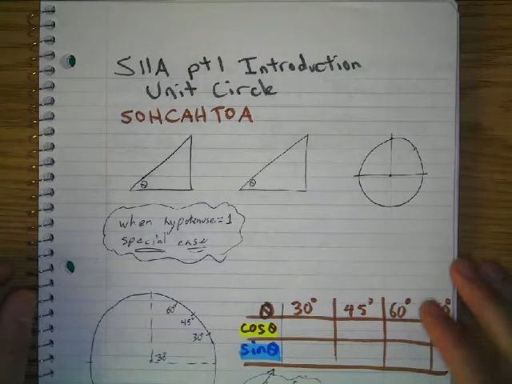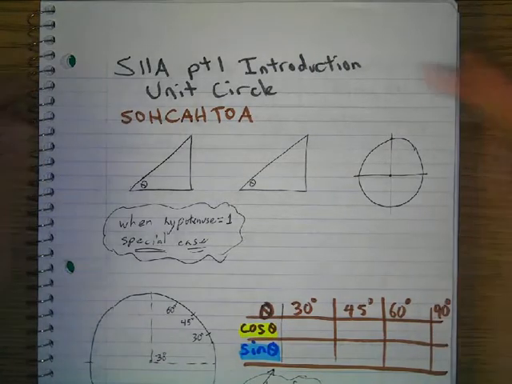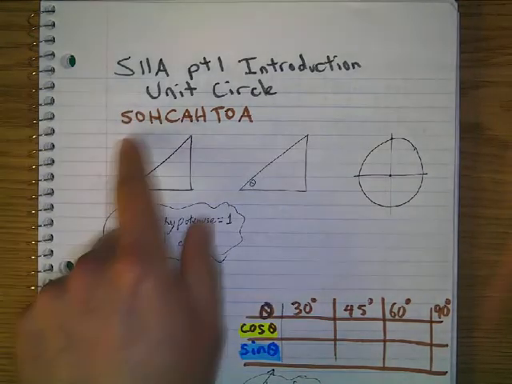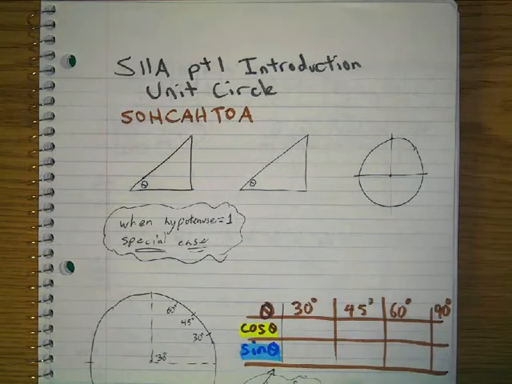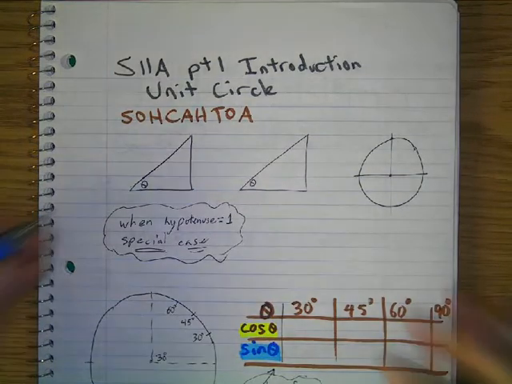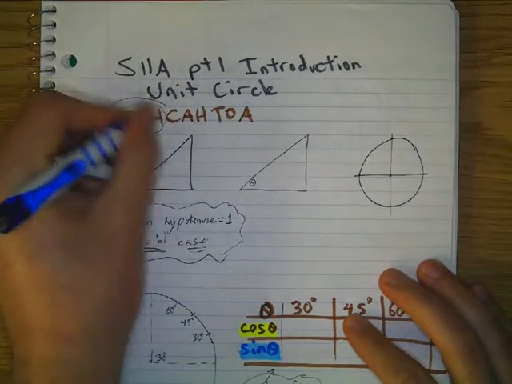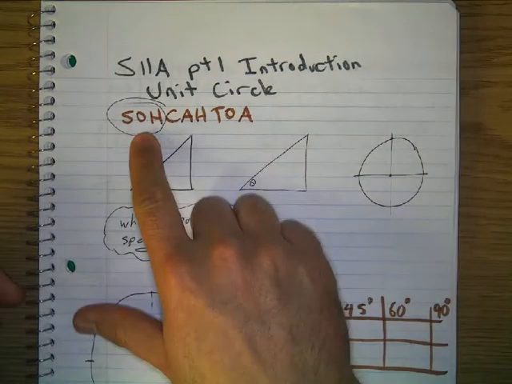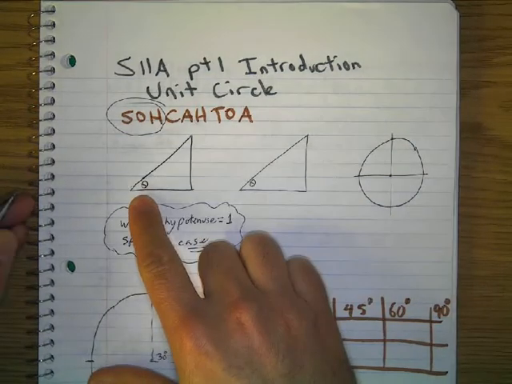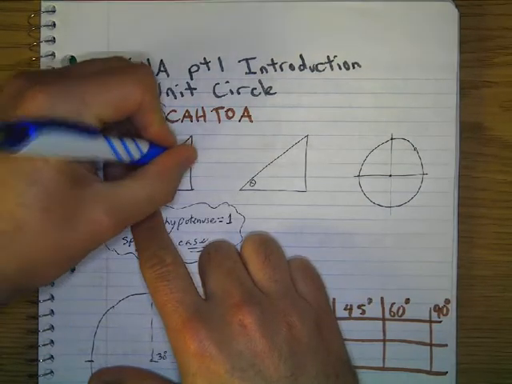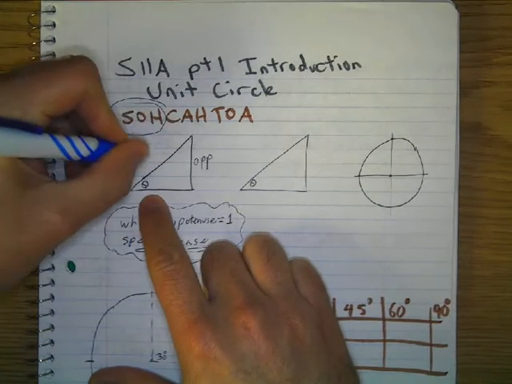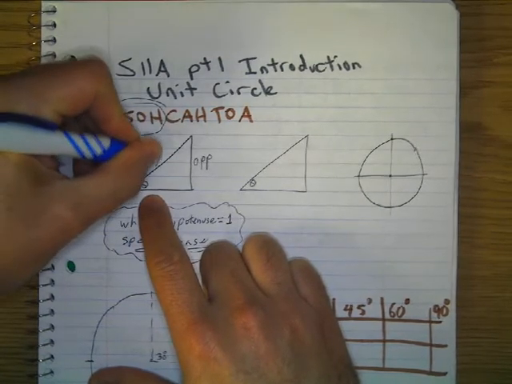Okay, today we're going to talk about the unit circle. Back in geometry, you learned this acronym to help you figure out which trig ratio to use. For sine, we're dealing with the opposite side and the hypotenuse of the angle. Here we would have the opposite, and here we have the hypotenuse, right?